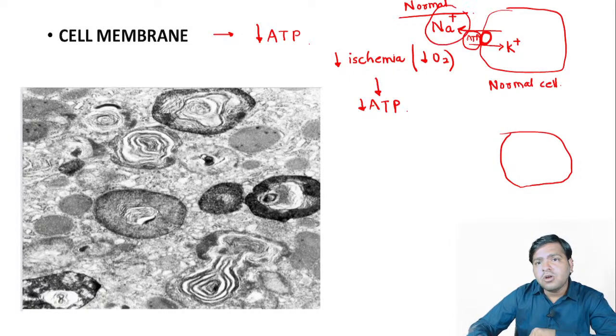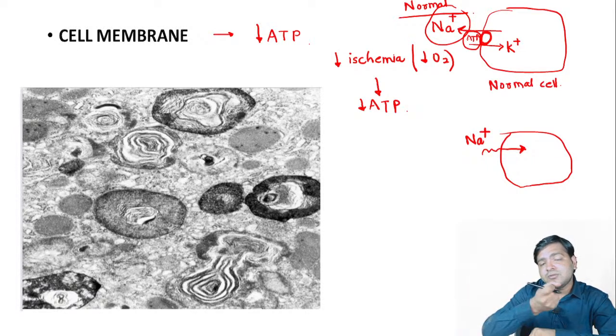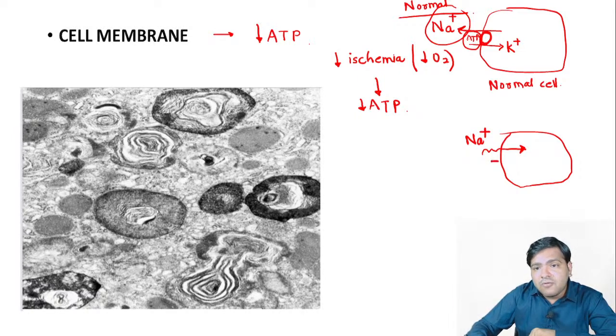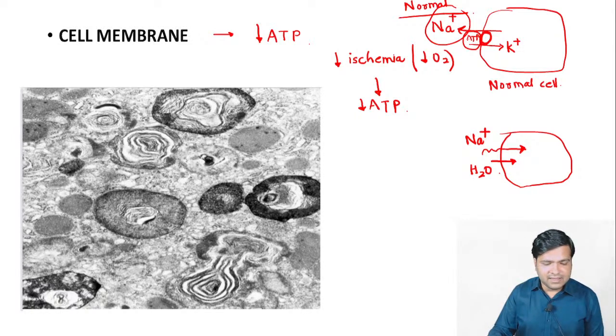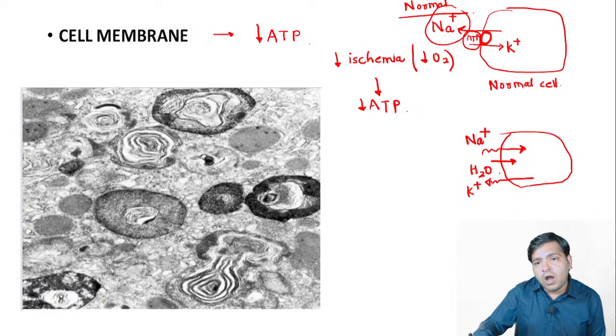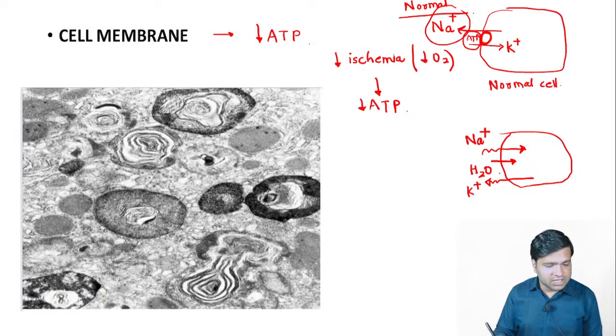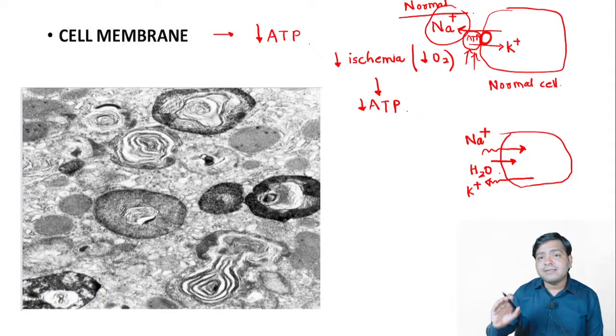The sodium which was moving out of the cell will now move inside the cell, because ATP was earlier pumping the sodium out of the cell. Now the sodium will move inside, and along with the sodium, water will move inside the cell. And apart from that, the potassium will flow out. There will be potassium efflux. So you can see the difference between a normal cell, where there is sufficient ATP present, and a cell where, as soon as the levels of ATP decrease in reversible cell injury, the sodium and water will move inside the cell.